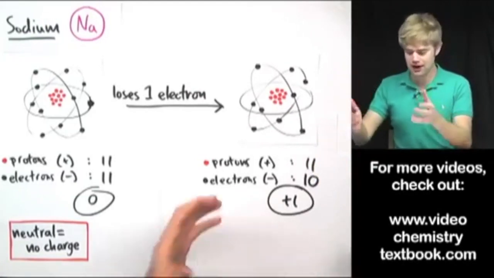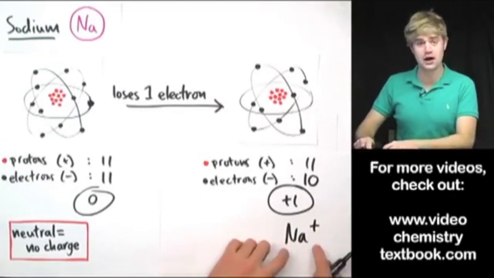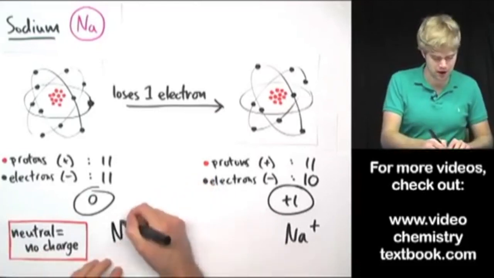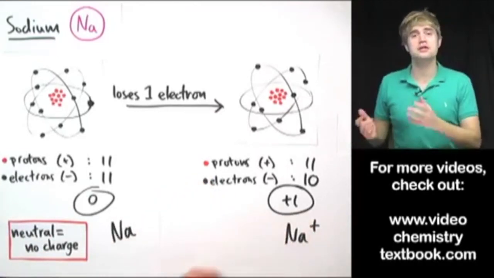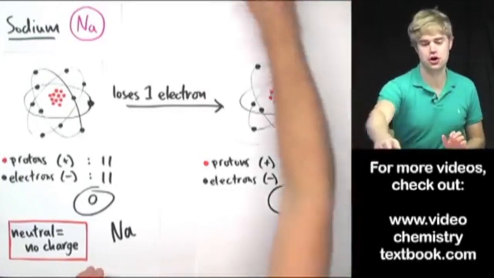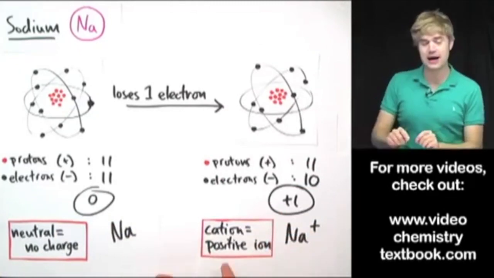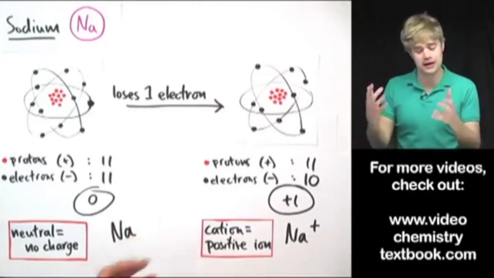And so if I want to talk about the atom, I can write it as Na plus to show that it has a positive charge, whereas when I'm talking about a neutral atom, I'll just write Na. So Na plus here is an example of an ion. It's an atom that has a charge, and it's a specific type of ion. We have a name for this. We call it a cation, which is what we call any ion that has a positive charge.